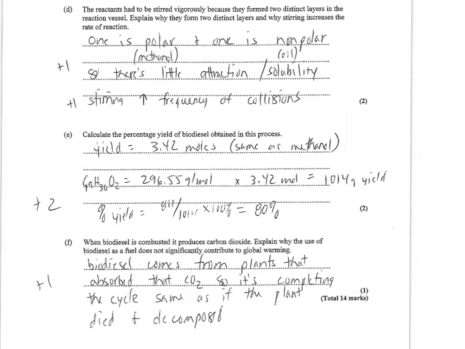And F, when biodiesel is combusted, it produces carbon dioxide. Explain why the use of biodiesel as a fuel does not significantly contribute to global warming. This is the same reason why burning wood in a fire in your backyard really doesn't contribute to global warming, because both sources come from plants that absorbed or used CO2. Remember, the whole photosynthesis thing is CO2 being combined. So it's completing the cycle. If that tree had died in the forest and broken down, or that plant had died wherever it was growing and decomposed, it would have released that same CO2.